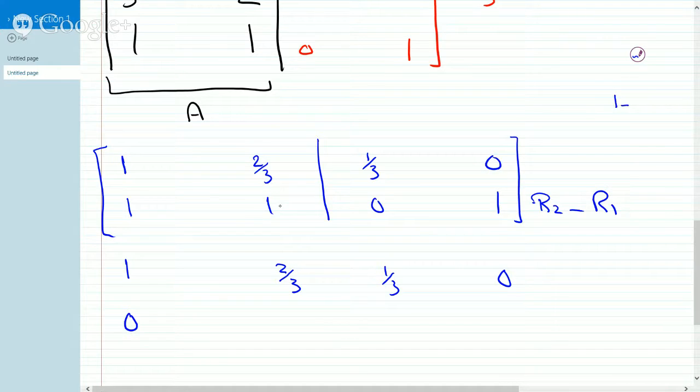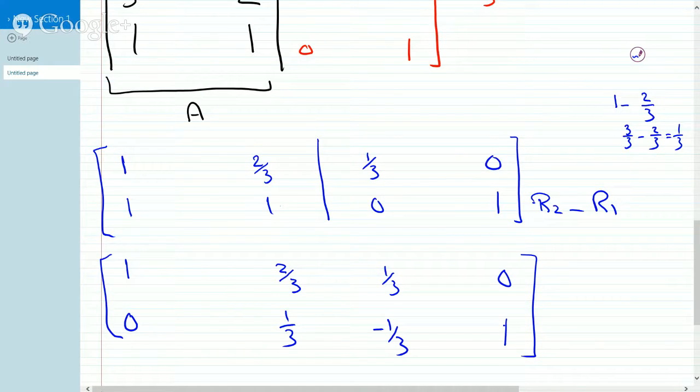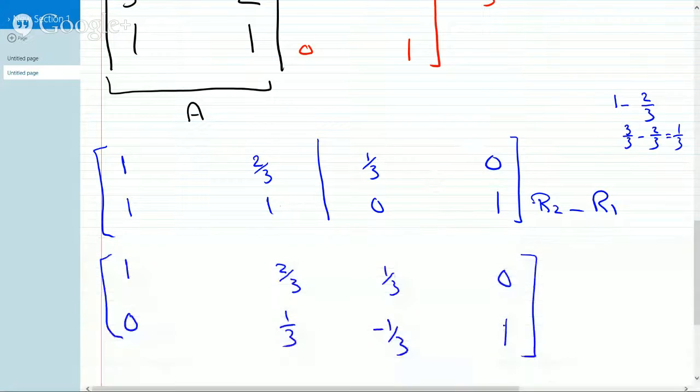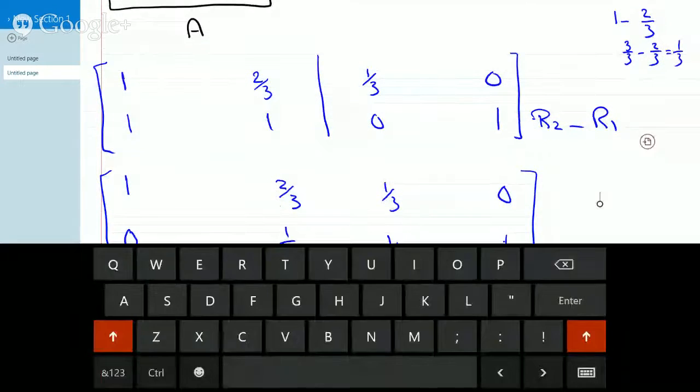I could do it here to show you. 1 is just 3 over 3. So this becomes 3 over 3 minus 2 over 3. So 1/3. So 1/3 goes here. Okay, and then 0 minus 1/3, minus 1/3. And 1 minus 0 is 1. So there we go. Let's scroll down. Okay, so now we are here.